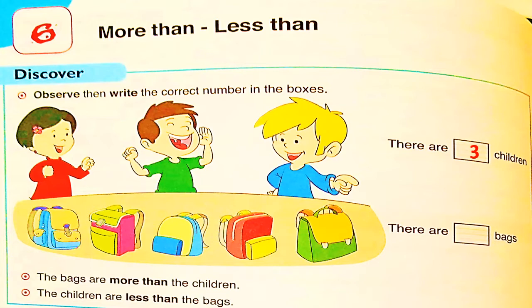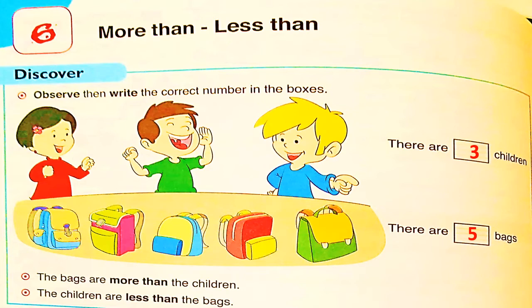Now there are bags. So how many bags are there? Let's count. 1, 2, 3, 4, 5. So we write 5. There are 5 bags. The bags are more than the children, and the children are less than the bags. So the bags are more because we have 5 bags and only 3 children. And the children are less than the bags because the children are 3 and the bags are 5.